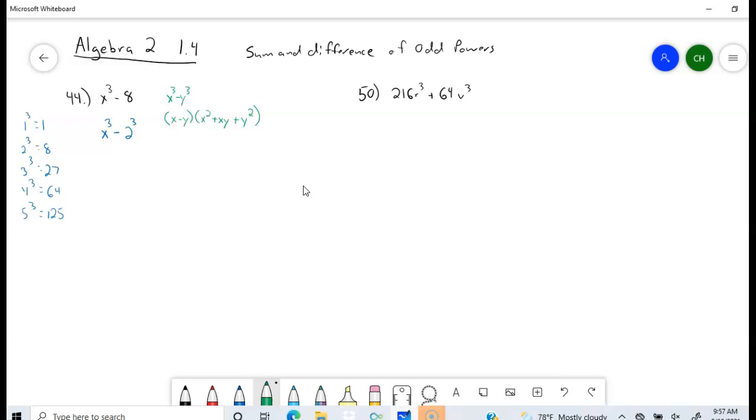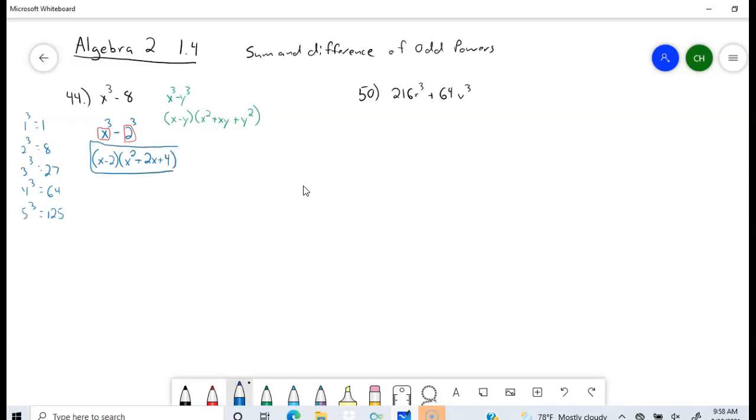So on ours, what are my bases? My bases on this one are x and 2. That's the bases I'm working with. So when I go to solve this one, I'm going to have the base of the first one minus the base of the second, times the quantity of the base of the first one squared plus the base of the first one times the second. So I'm going to write it as 2x plus the base of the second one squared. 2 squared is 4.